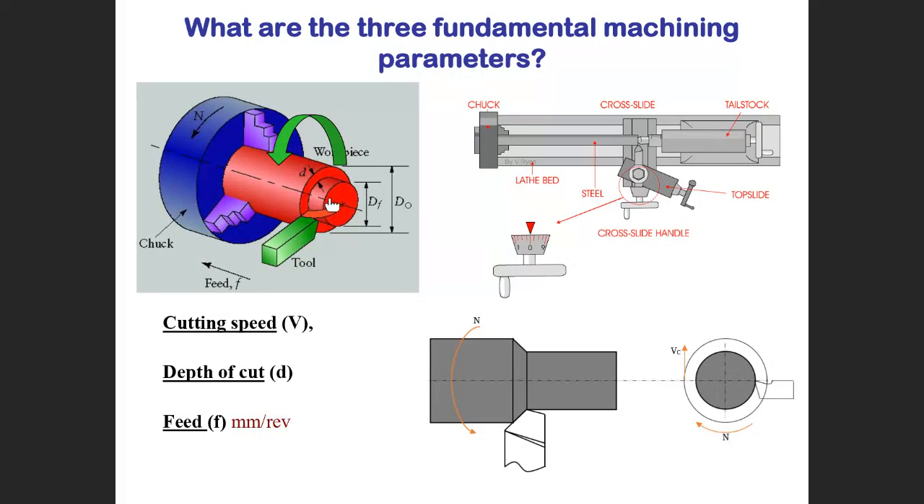Then the relative motion between tool and workpiece must be applied. Otherwise, if there is no relative motion between tool and workpiece, then probably the cut will not be performed, right?